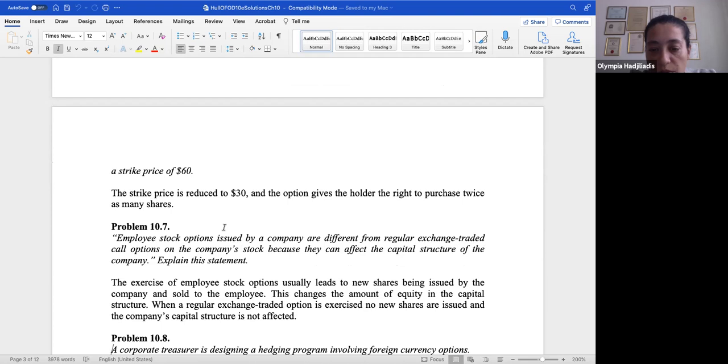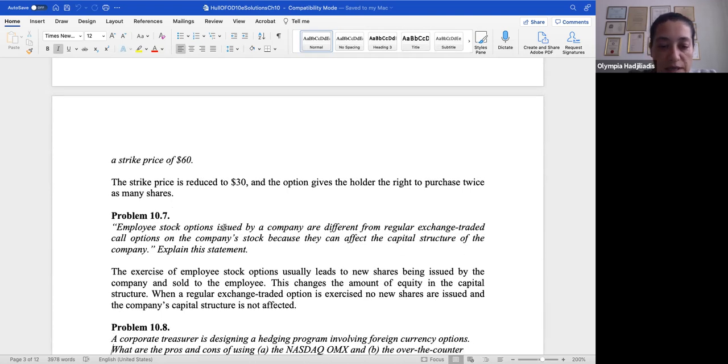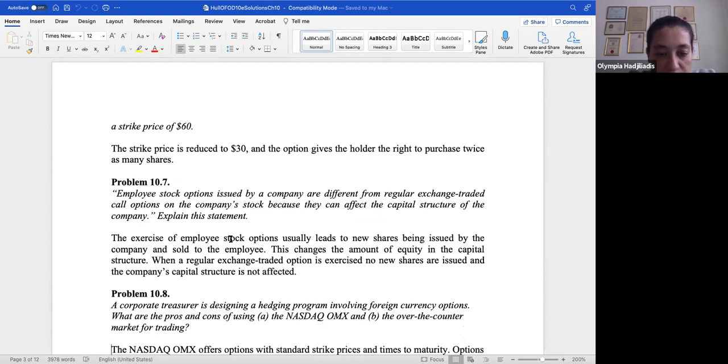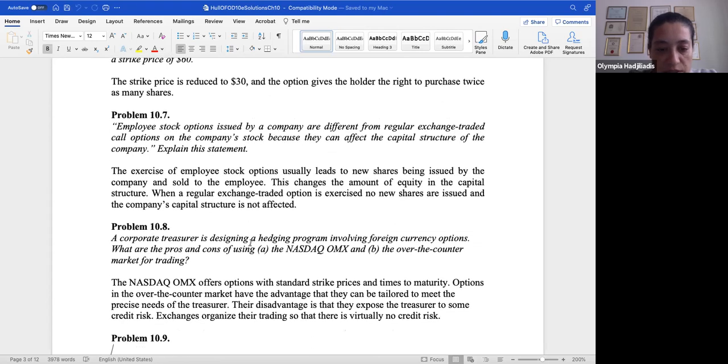The next problem: employee stock options issued by a company are different from regular exchange-traded call options on the company stock because they can affect the capital structure of the company. Explain this statement. The exercise of employee stock options usually leads to new shares being issued by the company and sold to the employee. This changes the amount of equity in the capital structure. When a regular exchange-traded option is exercised, no new shares are issued and the company's capital structure is not affected.